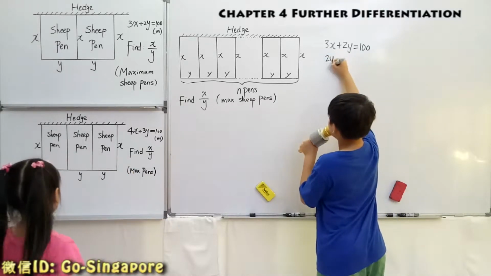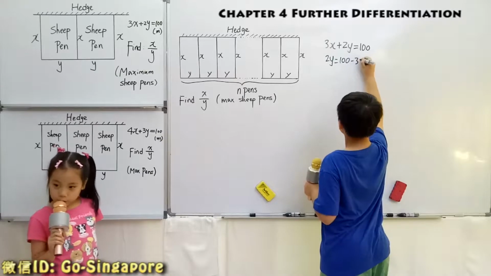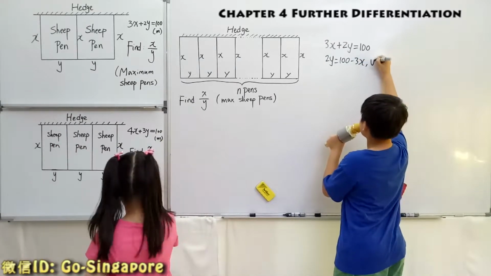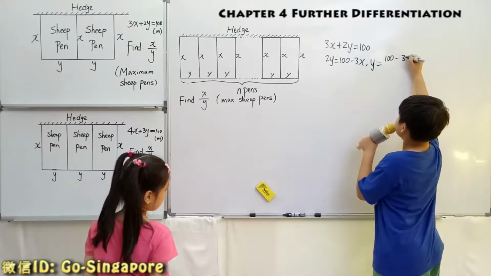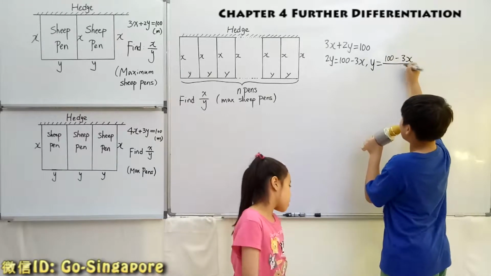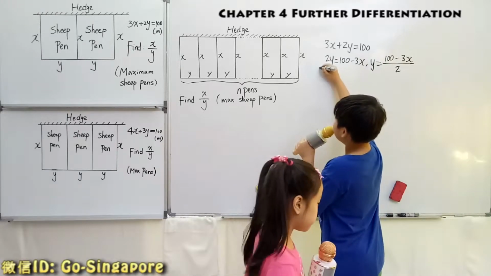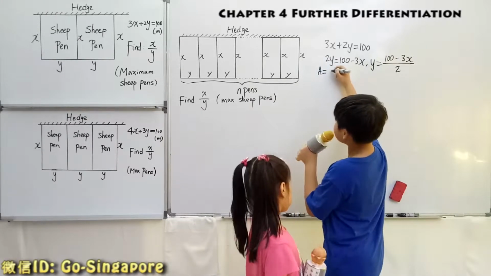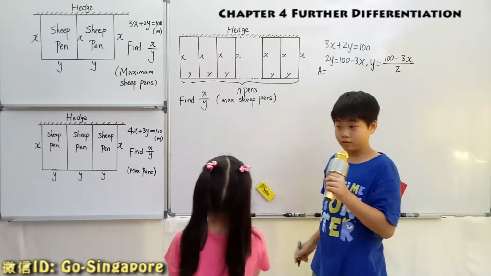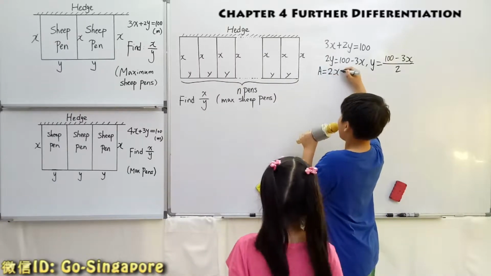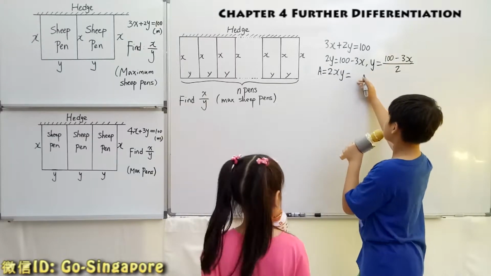3x plus 2y is like this. First, can we find what is 2y? So this is 100 minus 3x, and we'll have the y, that is 100 minus 3x over 2, right? So for this area, we have 2 y's and only 1 x, right? Yes. So this is 2xy. We can sub this in, correct?